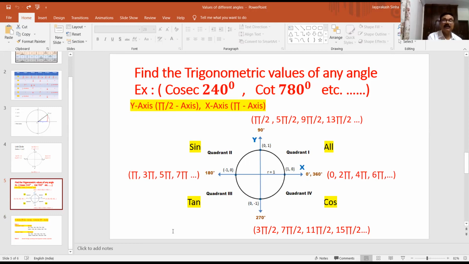Okay, now we are going to get the value of cosec 240 degree. We are interested in finding the value of cosec 240 degree and cot 780 degree. First of all, we will find the value of cosec 240 degree. So the question is, find the trigonometric values of any angle, for example, cosec 240 degree and cot 780 degree. So we are going to find the value of these two angles. First of all, we'll find the value of cosec 240 degree. So I am writing on the whiteboard. You see, I'm going to follow this rule only.